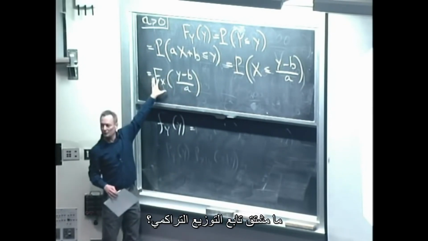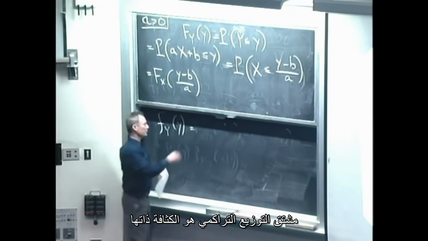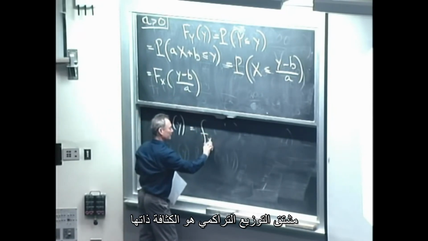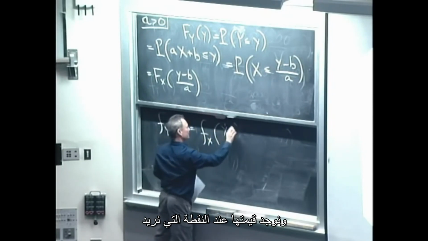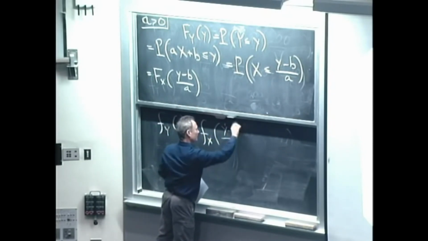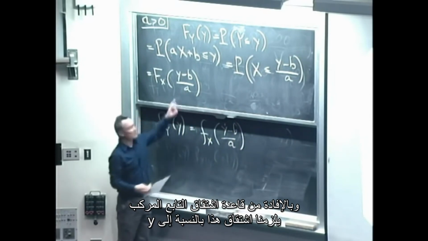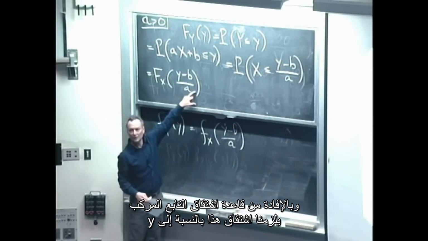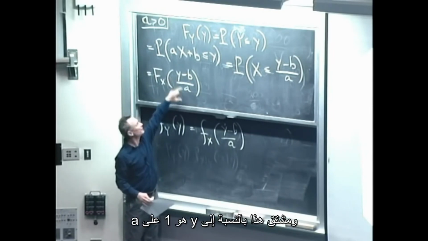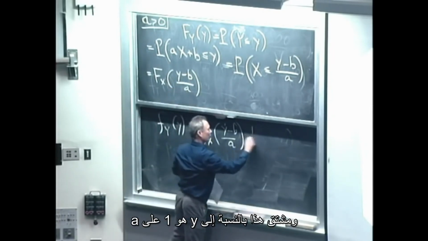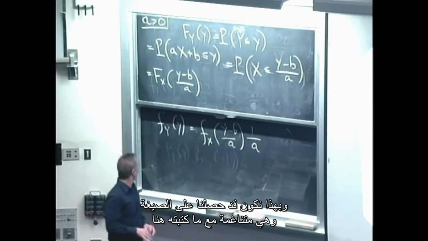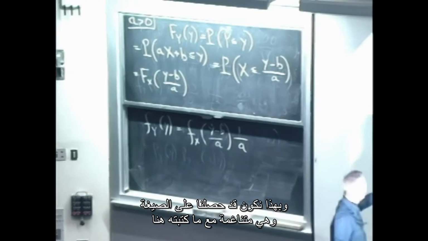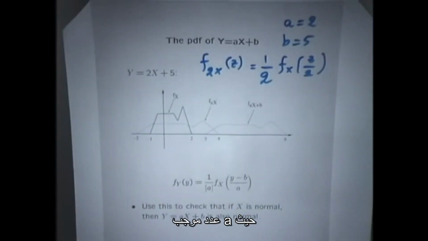What is the derivative of the cumulative? The derivative of the cumulative is the density itself, and we evaluate it at the point of interest. And then the chain rule tells us that we need to take the derivative of this with respect to y, and the derivative of this with respect to y is 1 over a. And this gives us the formula, which is consistent with what I had written down here, for the case where a is a positive number.